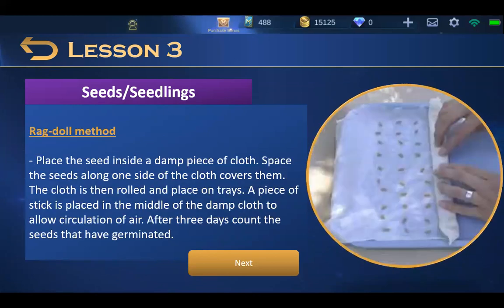Next method, we have the ragdoll method. The ragdoll method, or rolled towel method, is one of the simplest and most satisfactory methods of testing the viability of seeds. Simply count the seeds to be germinated. Place the seeds evenly along one side of a damp piece of cloth so that the edge of the cloth covers them. Roll the cloth and place it on a tray. Place a piece of stick on the damp cloth to allow circulation of air. After 3 days, count the number of seeds that have germinated.